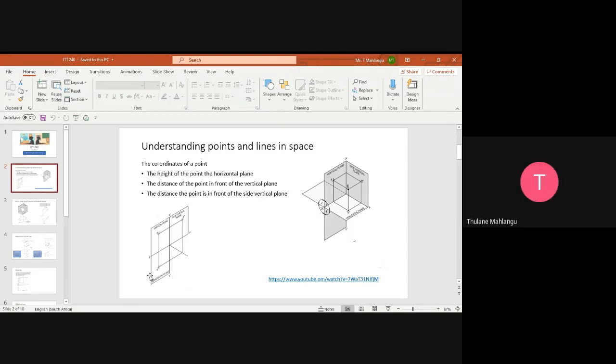And also from the left-hand side, or from the side, you're going to see point E in the side vertical plane there. Okay, I understand. Thank you.